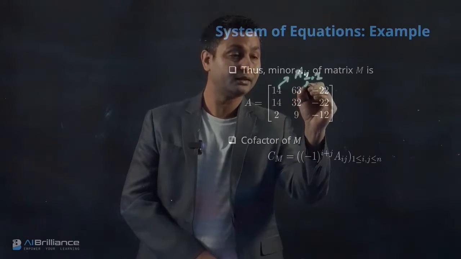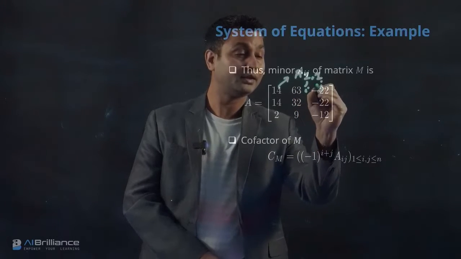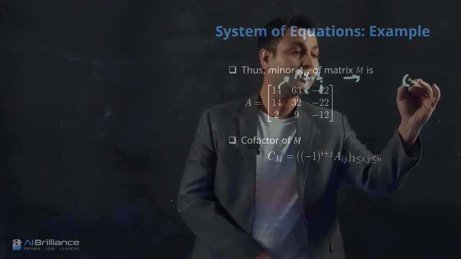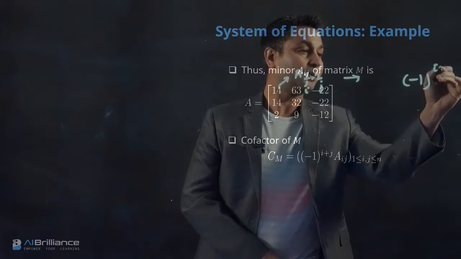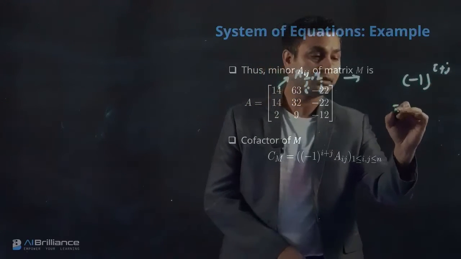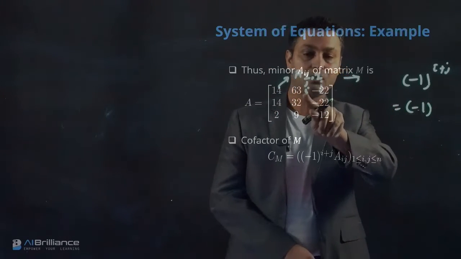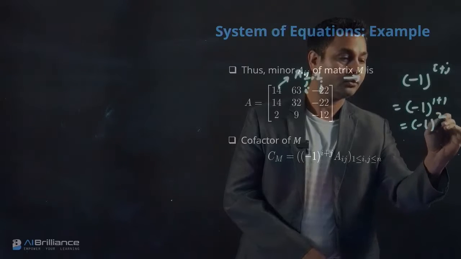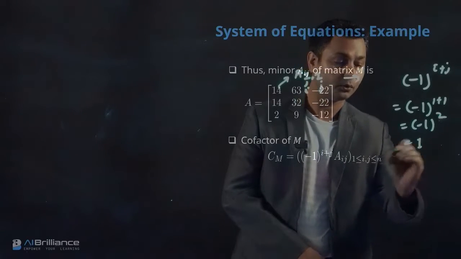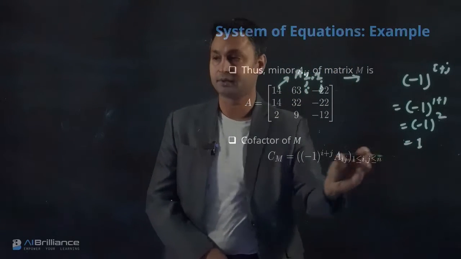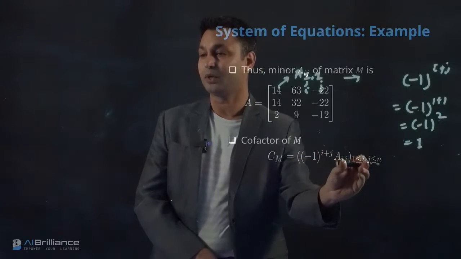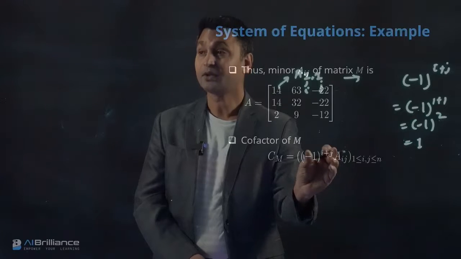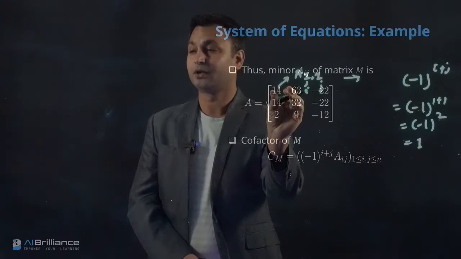So the ith index of this one is 1, and the jth index of this one is 1. So for this, if I do minus 1 to the power i plus j, since i is 1 and j is 1, this is minus 1 to the power 2, which is equal to 1. If I substitute this here, the A11 element is going to be multiplied by positive 1. So this value in the cofactor is not going to change.